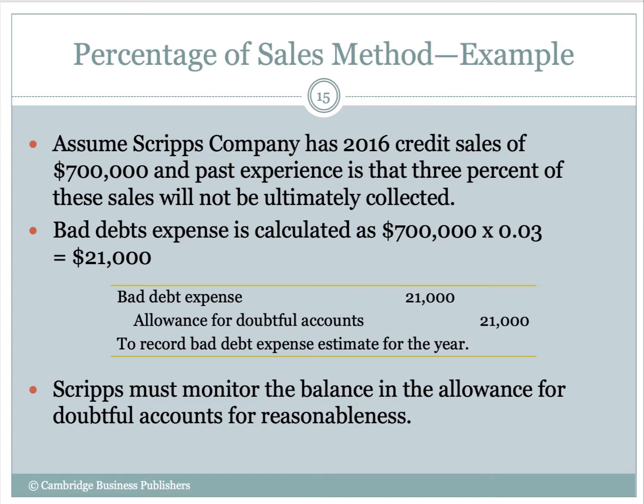To book bad debt expense, you debit bad debt expense, in this case for $21,000. We credit allowance for doubtful accounts, $21,000. What are we doing here? We are recording the bad debt expense estimate for the year, okay? So what the company next needs to do is to monitor that allowance for doubtful accounts, right? Is it reasonable, okay?